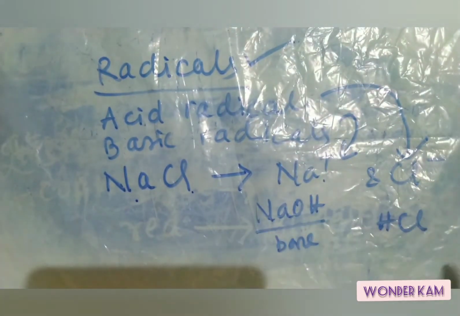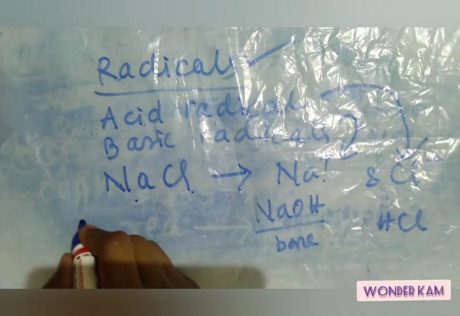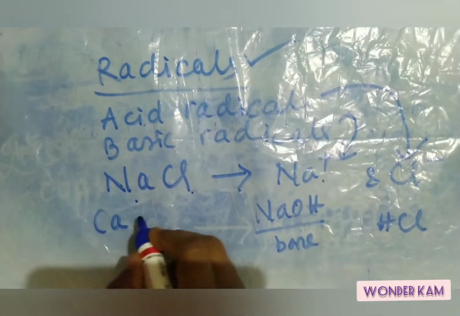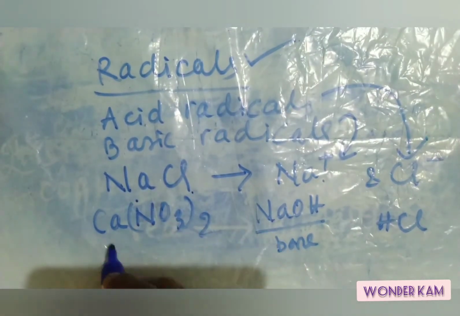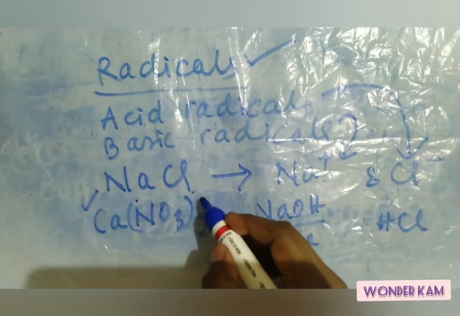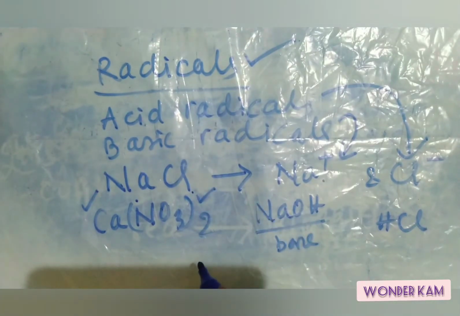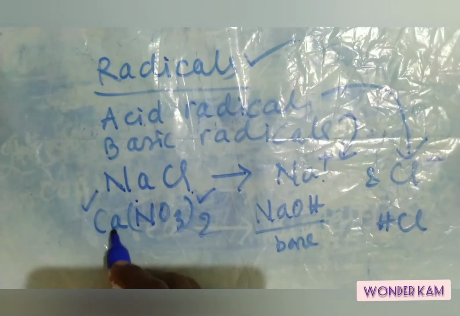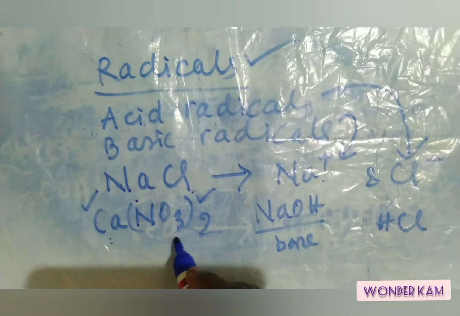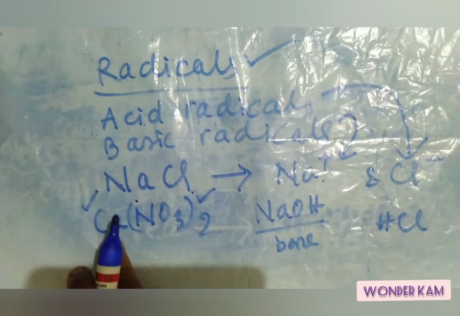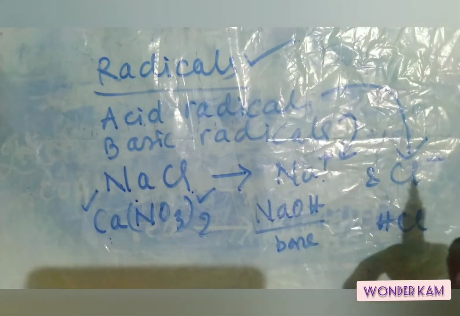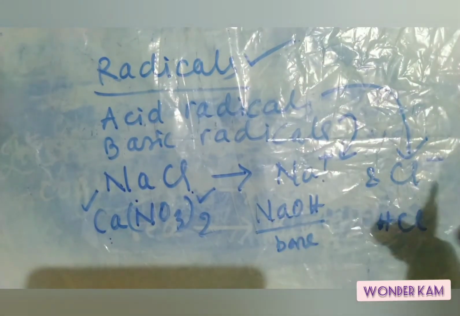Even if we go for some other salt, like calcium nitrate, suppose. Calcium is the basic radical and nitrate is the acidic radical, because calcium comes from calcium hydroxide, and nitrate comes from nitric acid. So this is the acid radical and this is the basic radical. In general, the positive ions are the basic radicals and the negative ions are the acid radicals.